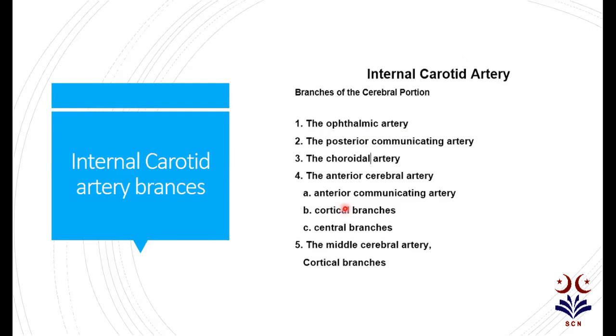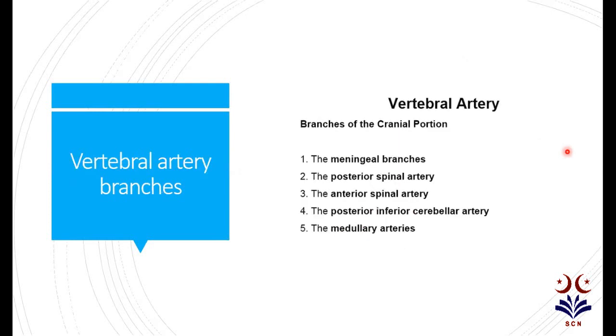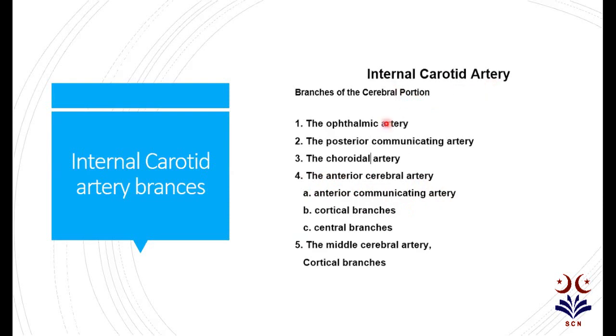These are repeated here in writing. You can pause the recording and pause the lecture. This is the video, so you will come to know the branches of the cerebral portion and the vertebral artery branches. I told you already, more focus on the anterior spinal artery and the posterior spinal artery. And in the internal carotid artery, focus also on the anterior cerebral artery, giving the anterior communicating artery, the cortical branches and the central branches. The anterior cerebral artery with its anterior communicating artery is important for the formation of the circle of Willis, and then there is the middle cerebral artery.